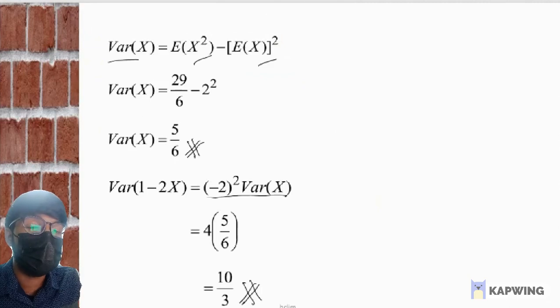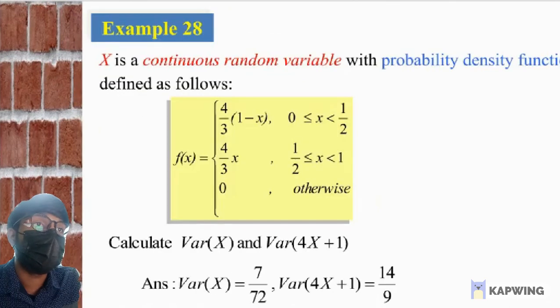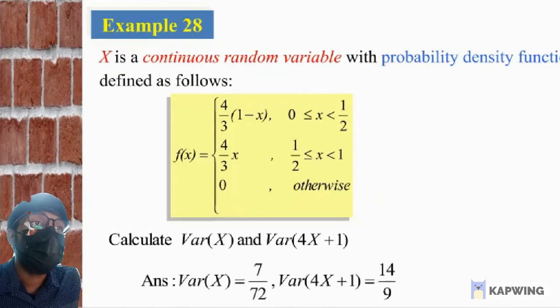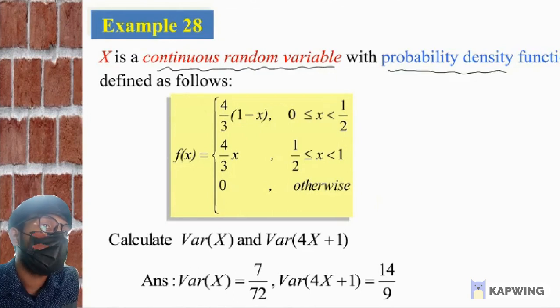Let us proceed to Example 28. X is a continuous random variable with probability density function defined as follows. f(x) is equal to the piecewise function we can see here. The question wants us to calculate the variance of X and the variance of X plus 1. Let us proceed to the solution.